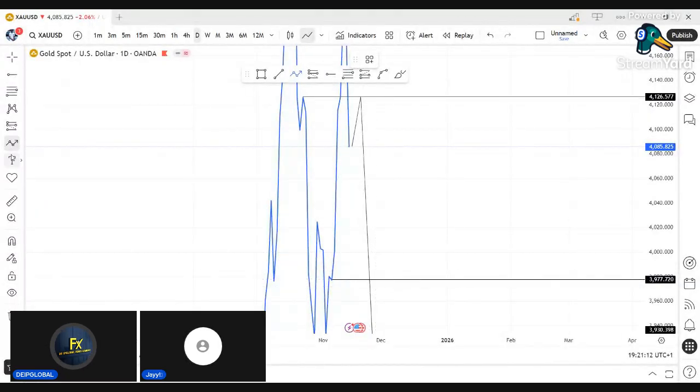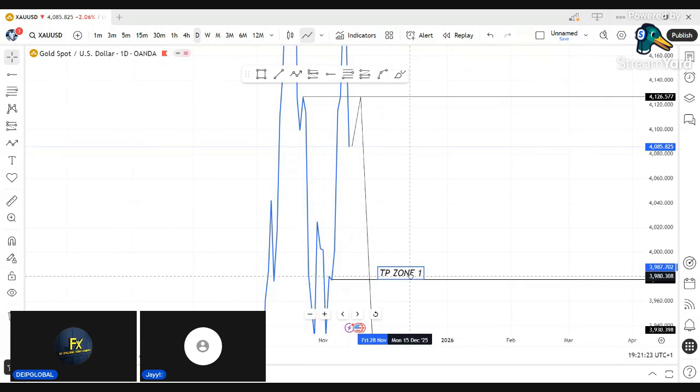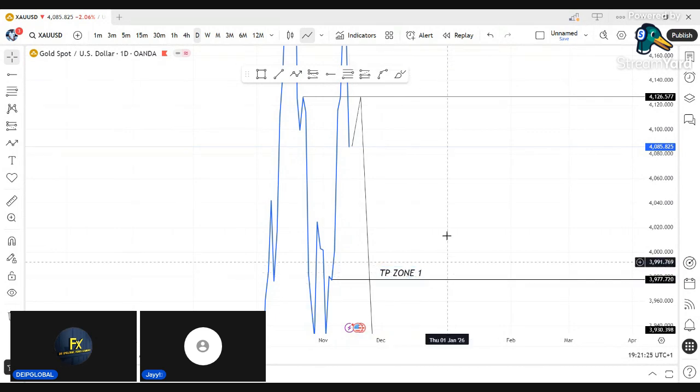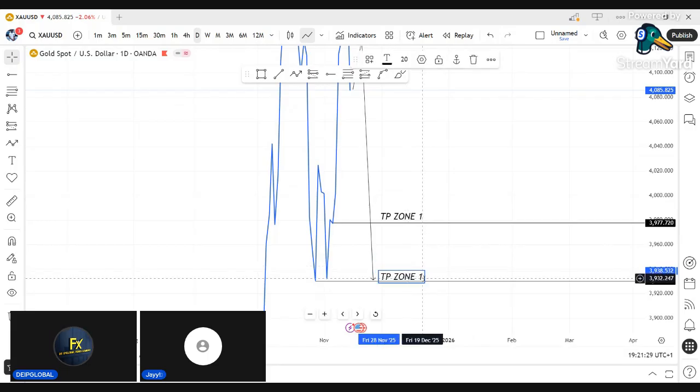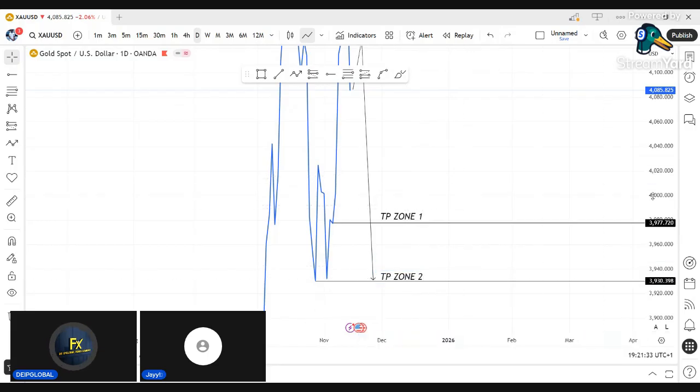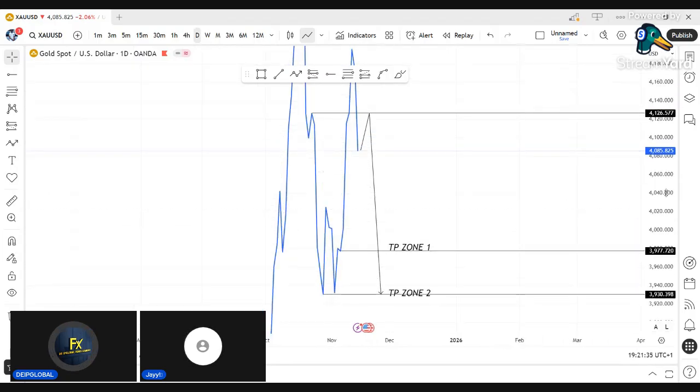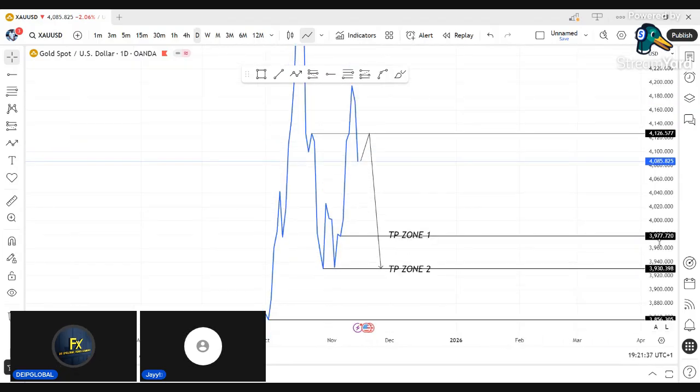Let me put this out. So our TP zone here is TP zone one, right? That's our zone one. And these are TP zone 2 right here. So what are we doing for this week? We are selling this week, right? Good. We're expecting gold to sell this week.